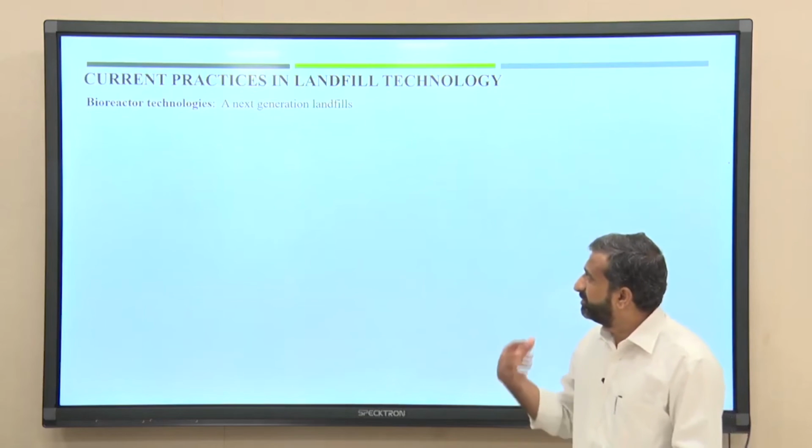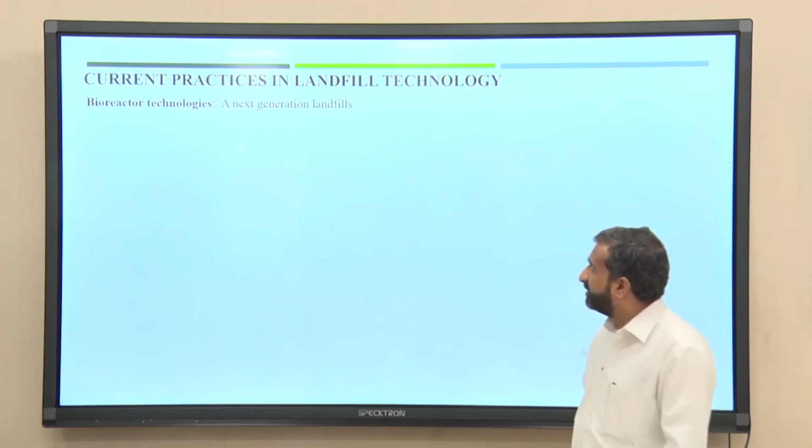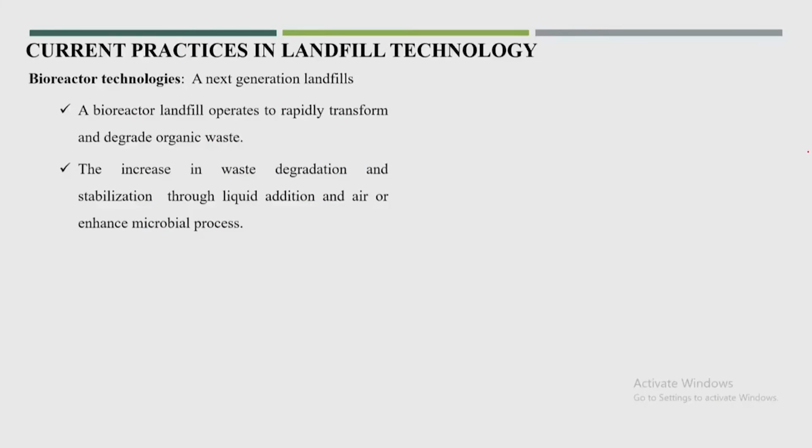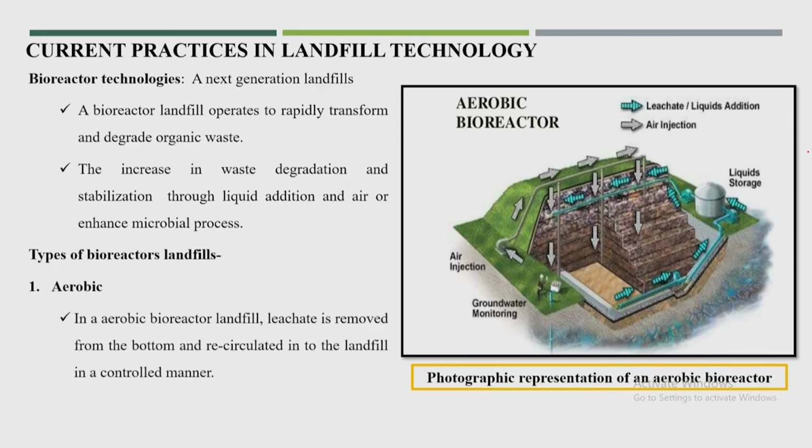So, they came up with a technology called bioreactor technologies. They call this the next generation landfill. A bioreactor landfill operates to rapidly transform and degrade organic matter, increasing waste degradation and stabilization through liquid addition and air, or enhanced microbial activity. There will be two types of bioreactor. They propose that one could be aerobic. In the aerobic reactor, the leachate is removed from the bottom and recirculated into the landfill in a controlled manner.